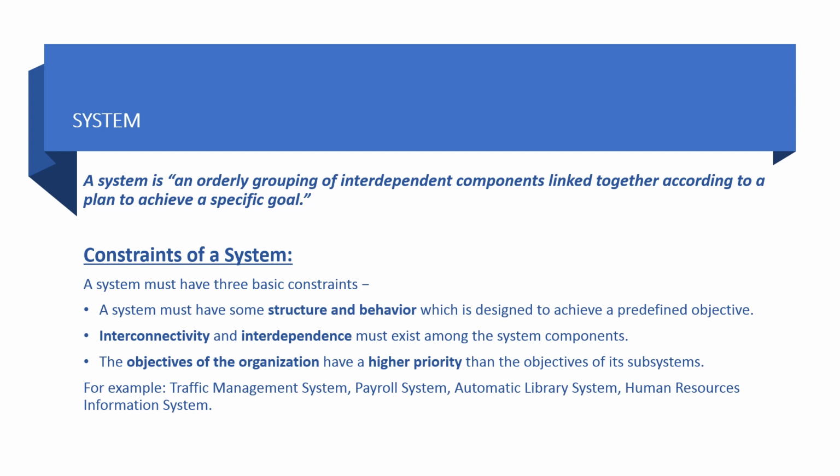What are the major constraints of a system? System के तीन basic constraints होते हैं. First of all, it must have some structure and behavior to achieve a predefined objective. System components में interconnectivity and interdependence होना must है. किसी भी organization की objective has a higher priority than उसके subsystems के objectives. For example, traffic management system, payroll system, automatic library system, human resources and information system.